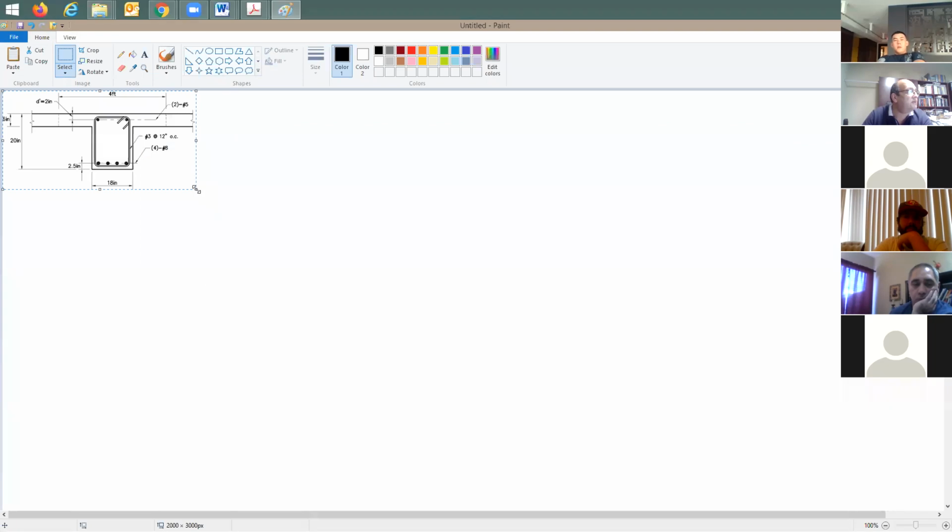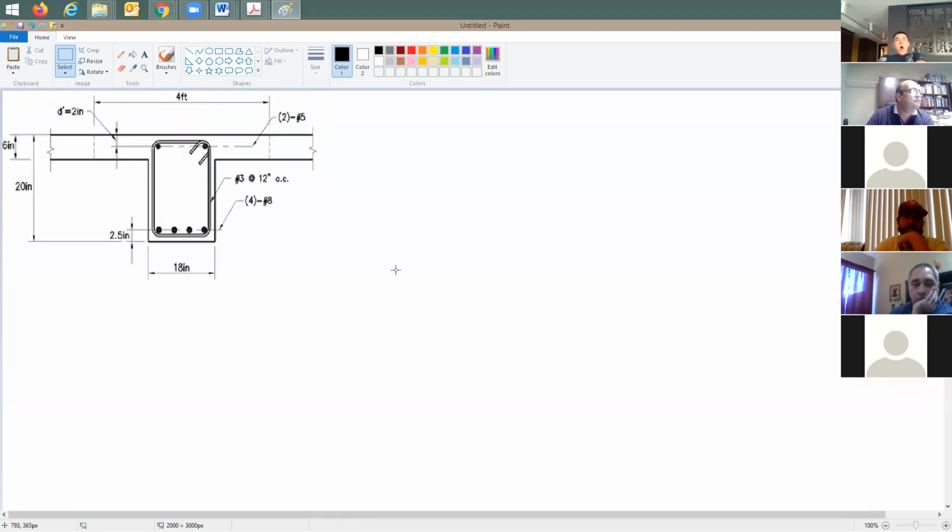Here's one concrete section. That's top reinforcement, bottom reinforcement. So if I said here, ignore the top reinforcement, it means just cross this out, as if this top reinforcement is not there. Ignore the top reinforcement, cross this out.